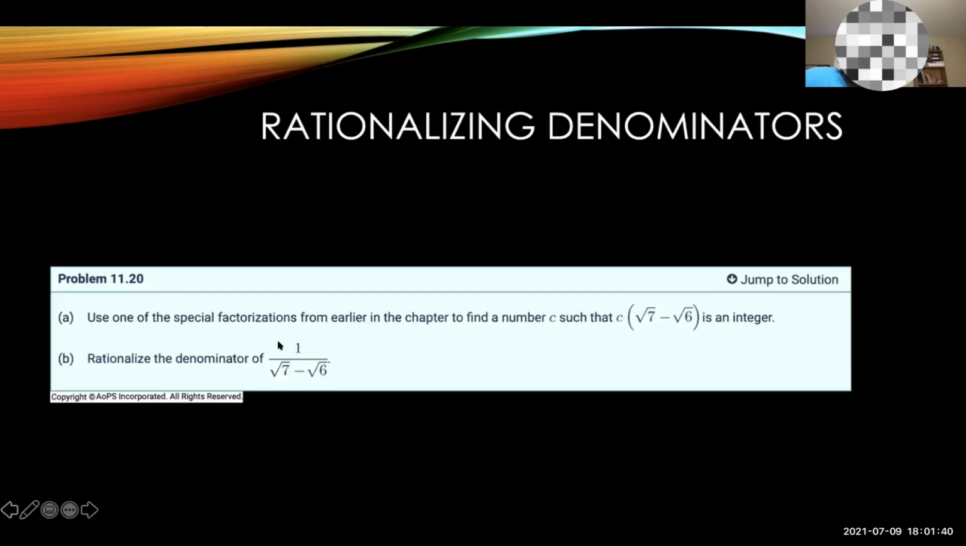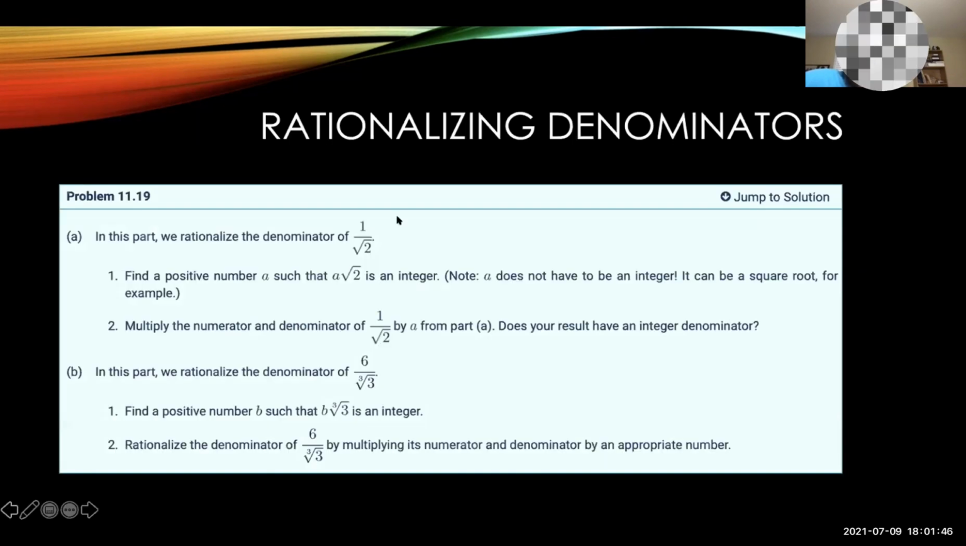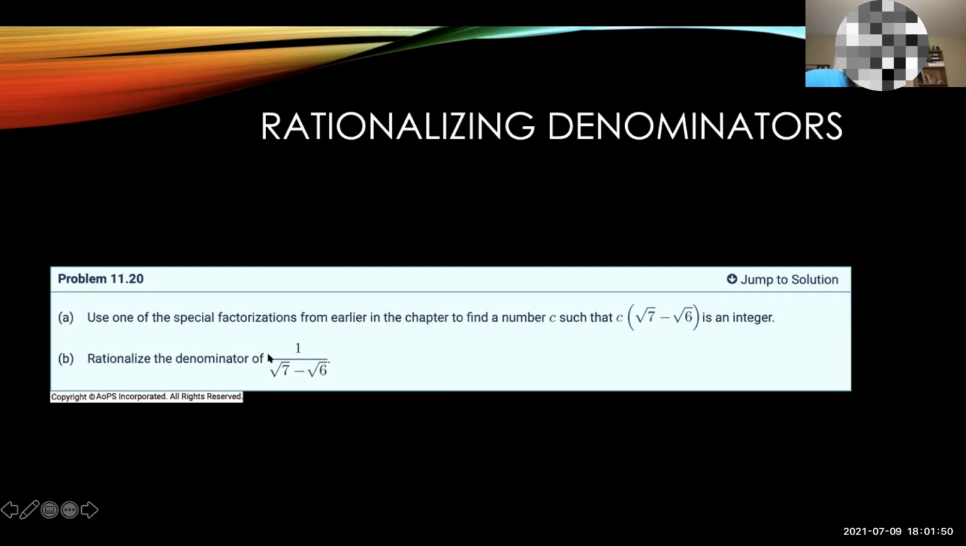Yeah, we did. So the idea of this problem is that in the previous problem, we just had one thing in the denominator. So what I was trying to get at here is that when you have multiple things, you have to use that difference of squares we talked about earlier. So this is combining the concept of rationalizing denominators and the difference of squares.